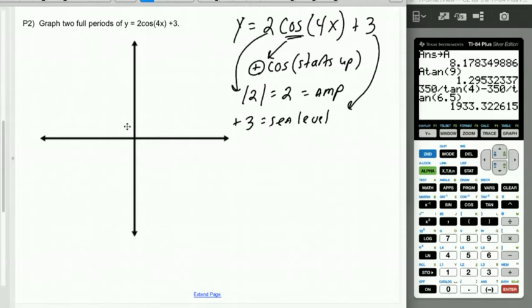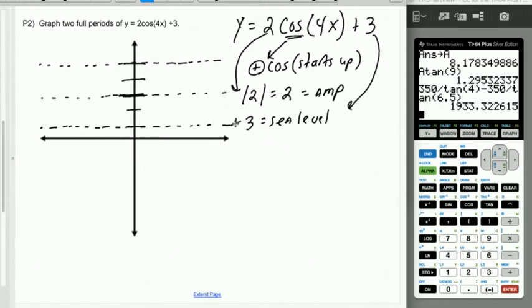So I know that my sea level's at 3, so ignore that. 1, 2, 3. That's going to be sea level. 1, 2. So I need to be able to come 2 units off of sea level. So that's 2 units above sea level. That's the top. My sea level is at 3, and then 2 units below sea level would be at 1. Okay, so those are my 3 lines.